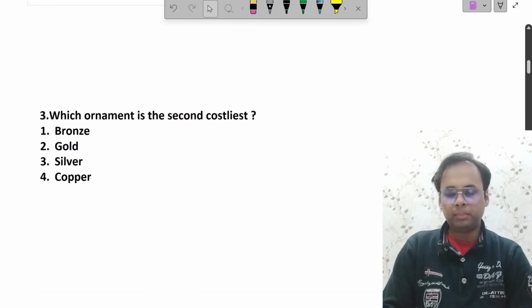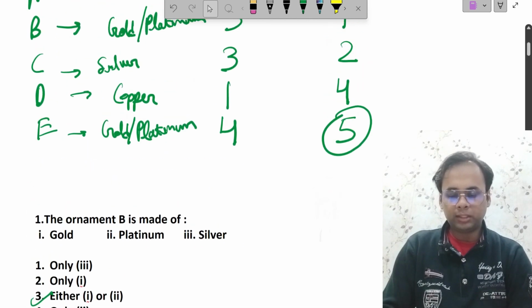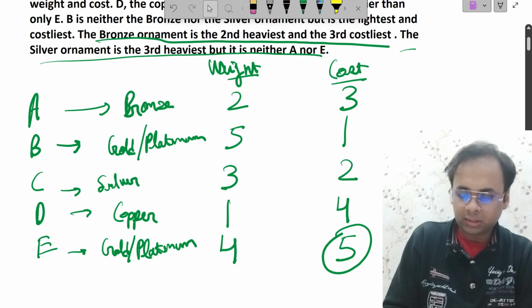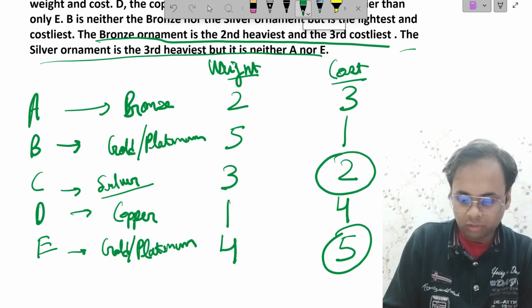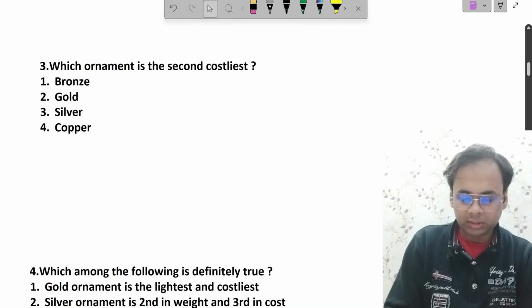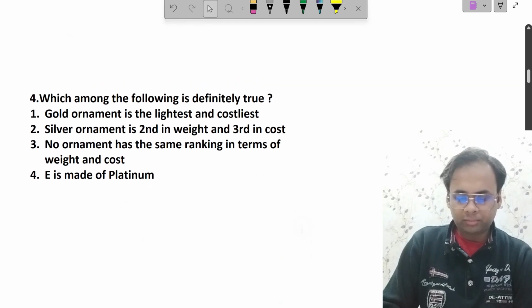Next we have which ornament is the second costliest. Okay, so let us see the chart. Which ornament is the second costliest? This one, which is silver. So silver is the second costliest. Correct.